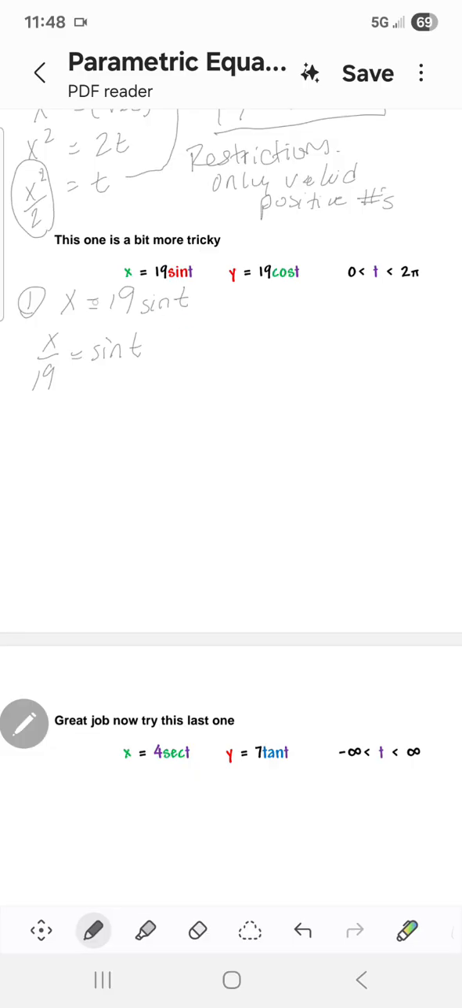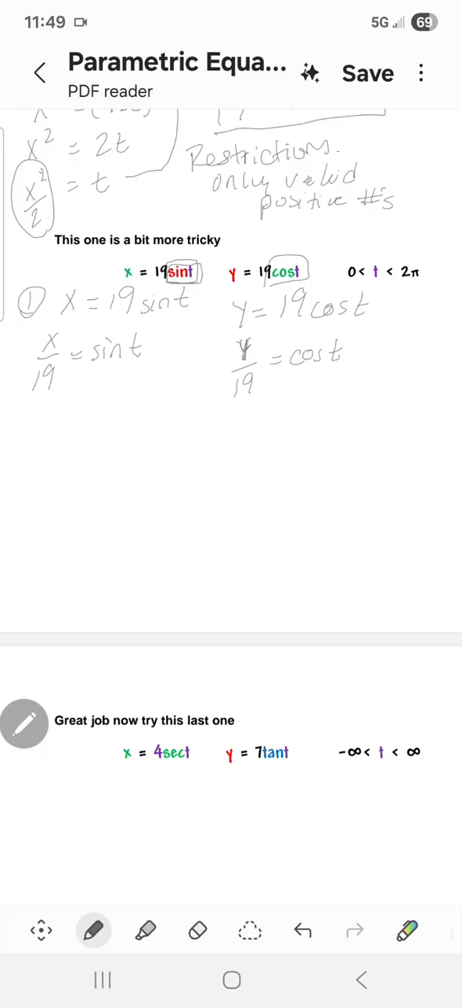Okay, let's talk about it this way. We're not going to isolate the t value by itself because it's sine t. It's not just a variable I can isolate. It's sine of t. So when this is the case, you want to isolate the trig function for both. So y equals 19 cosine t. Okay, we're getting there.